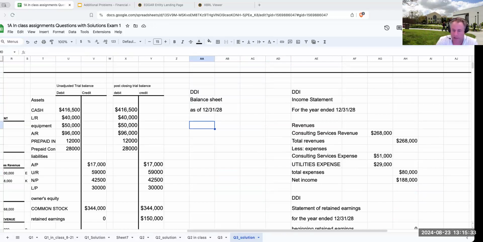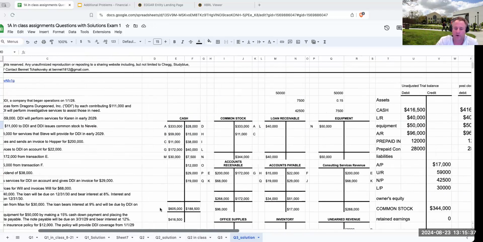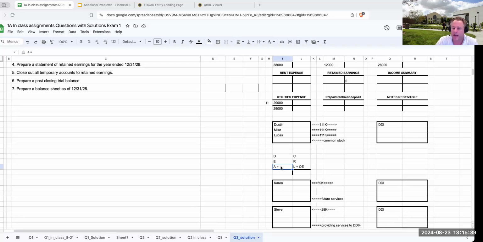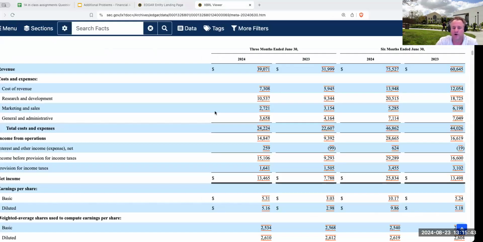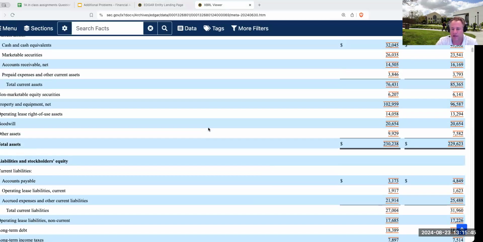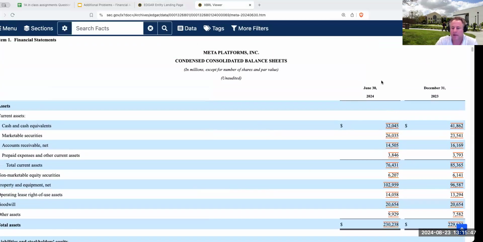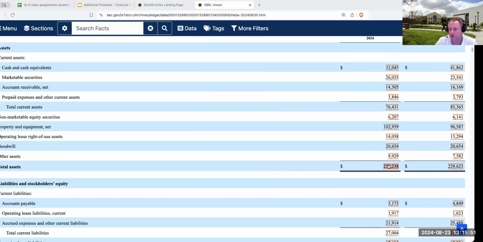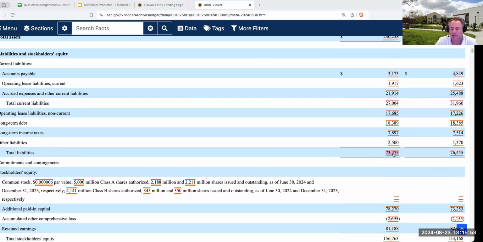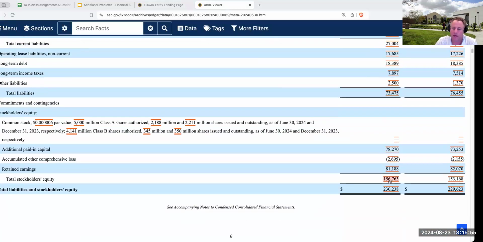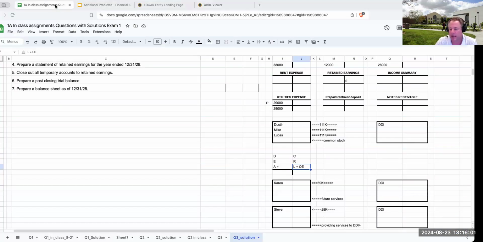So coming over here, what do we do on the balance sheet? Well, it all comes back down to this: assets equals liabilities plus owner's equity, right? This is our balance sheet. And we can even look over here at Meta Platforms as of June 30th, 2024: total assets, 230 billion. Total liabilities, 73 billion, total equity of 156 billion. Then we've got total liabilities and owner's equity.